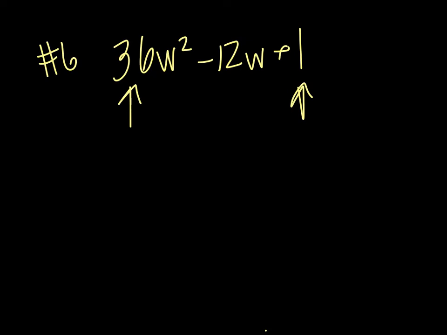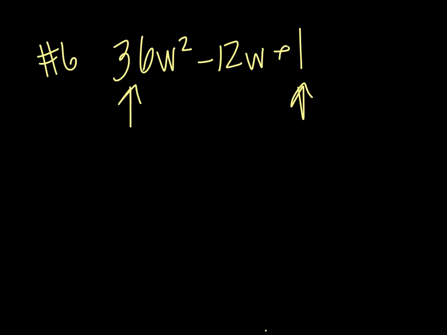And I know that 36 and 1 are perfect squares. The square root of 36 is 6, square root of 1 is 1. So 6 times 1 is 6. Double it is 12. So looking at that, I see that it's the product of two squares.